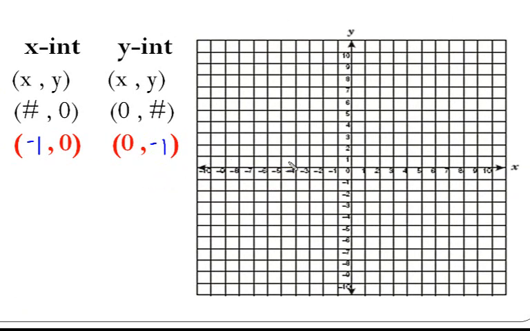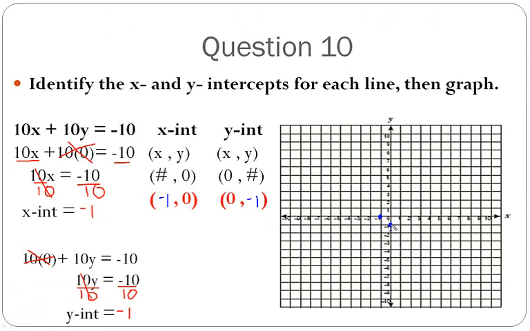So now to plot these, go to my x-intercept, it's at negative 1, 0, make my point. My y-intercept is at 0, negative 1, so plot that point. Now I can make my line. So it's going through these 2 points. Okay, going the other way also.